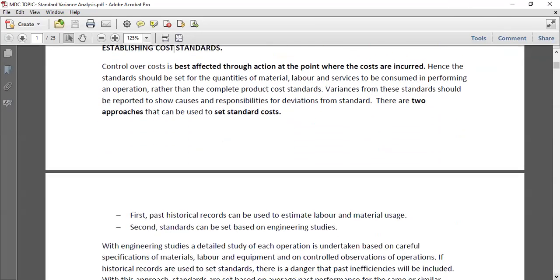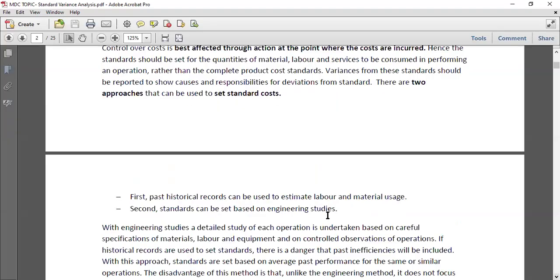We have the engineering method, which is sometimes called the engineering studies. And then we can also get some of these standards from historical records. Now, when we say historical records, what we are trying to mean is that over and over time, you've been producing, let's say, these cakes, okay?